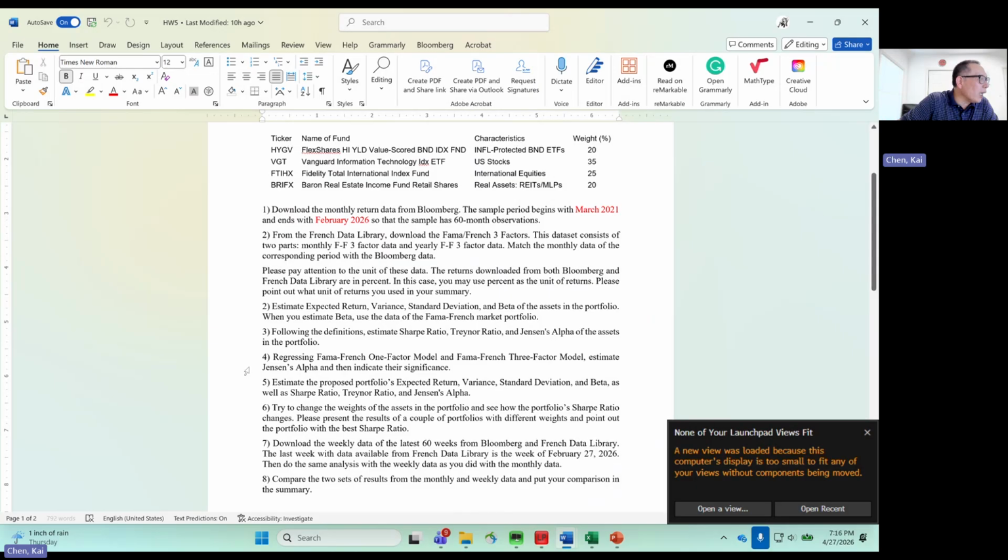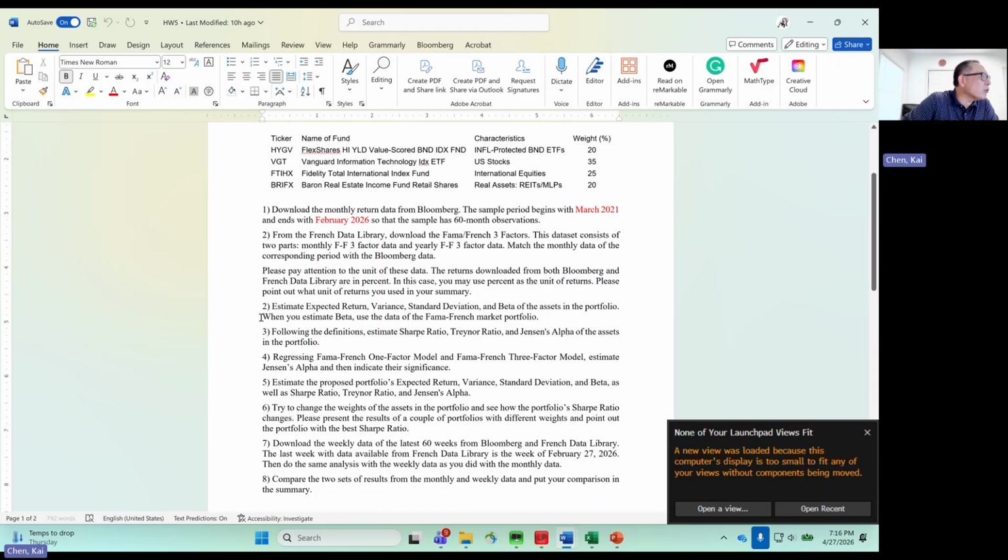Now, the fourth one, regressing the Fama French 1-factor model and Fama French 3-factor model, estimate Jensen's alpha, and then indicate their significance.